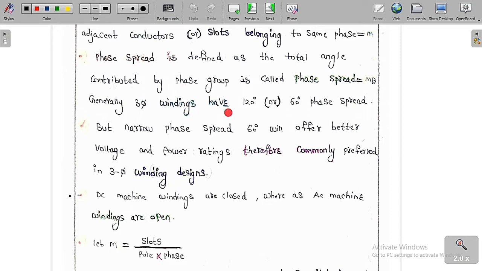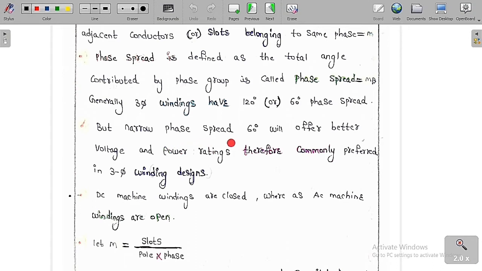Generally three phase windings have 120 degree or 60 degree phase spread. 60 degree is called the narrow phase spread and 120 degree is called the wide phase spread. But narrow phase spread of 60 degree will offer better voltage and power ratings, therefore it is commonly preferred in three phase winding designs. With the help of narrow phase spread, the power and voltage ratings you get are higher when compared to 120 degree. So always we are going to use the 60 degree only.